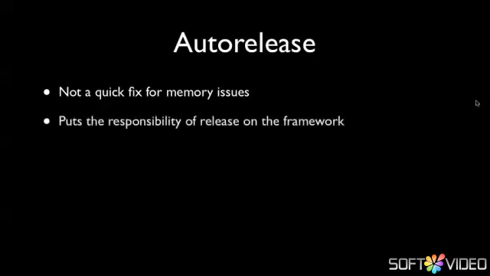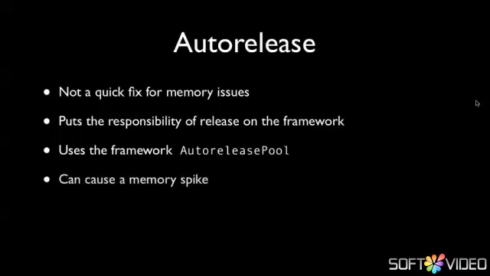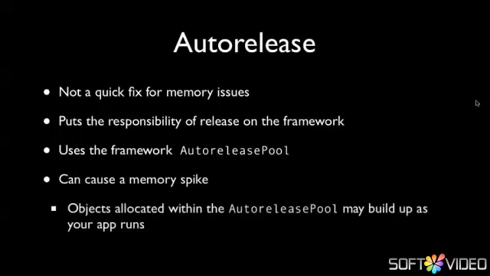Something else that's also dangerous is autorelease. It's a standard safety belt for a lot of us, but it has hidden dangers and it basically should not be used. It's not a quick fix for memory issues. It puts the responsibility of release on the framework, uses the framework autorelease pool, so whichever framework you're referring to and using has got to deal with the whole release pool. It can cause a memory spike because objects allocated within the autorelease pool may well build up, and probably will build up as your application runs. And they won't be released until you release the whole framework.